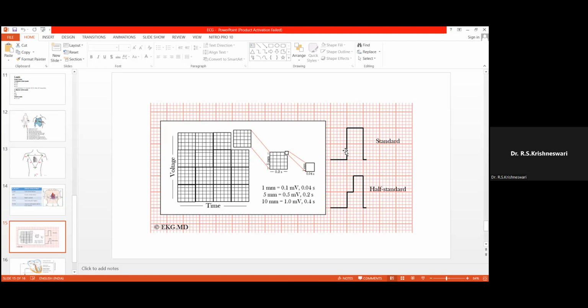What we are talking about is a standardized ECG, and it is very important to see the standardization of the ECG before reading the ECG waves, before reading the leads or before interpreting, because when there is less standardization or half standardization, the height and the breadth of the complexes and waves will change.